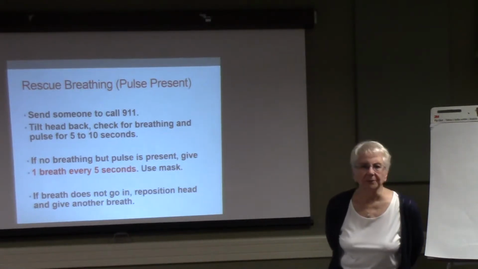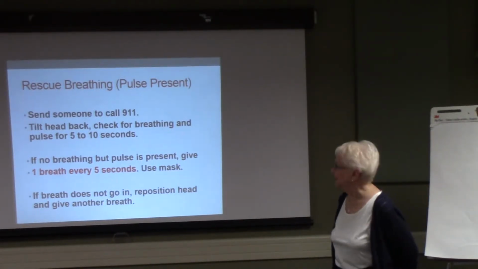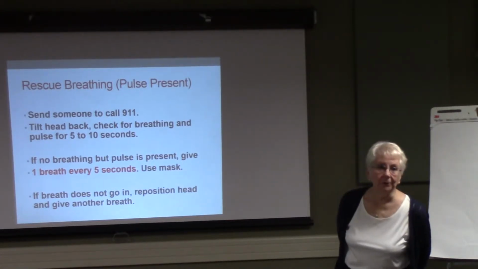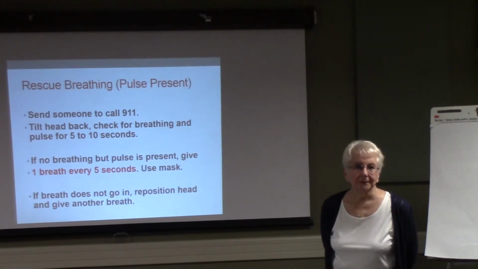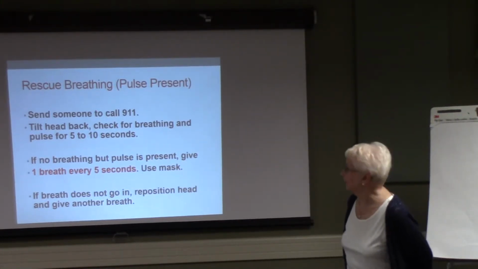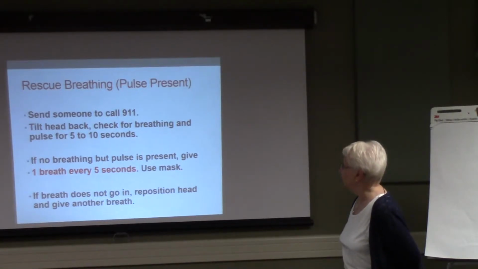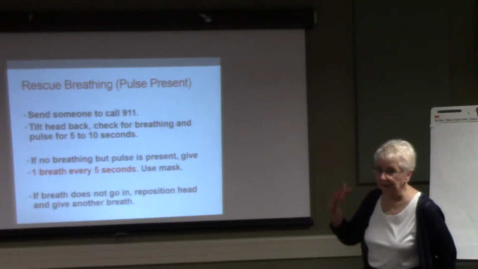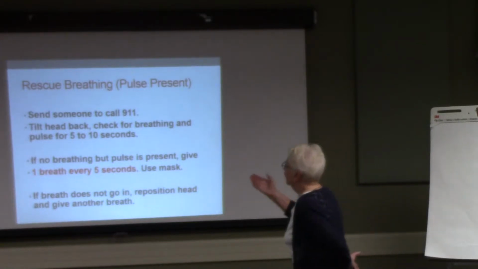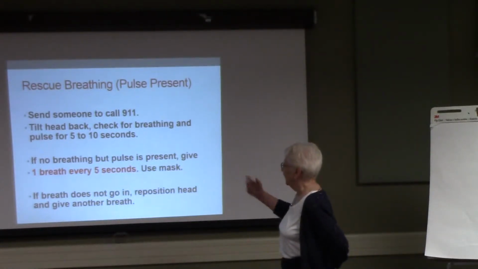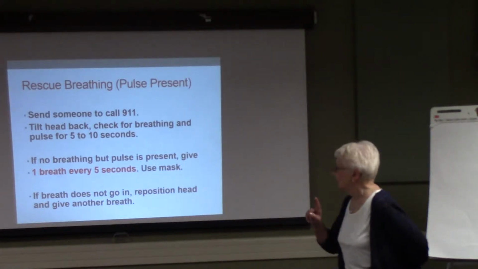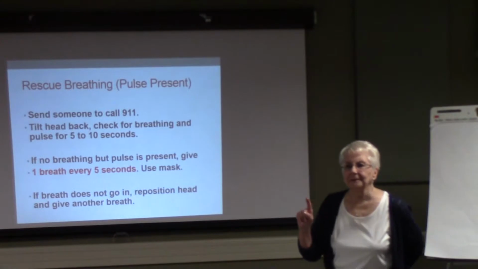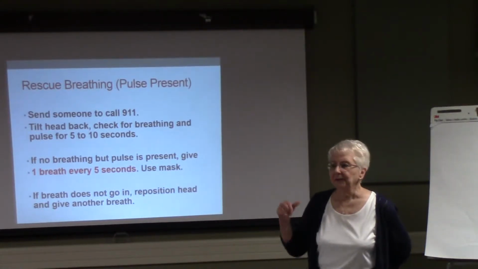Now, if we have a pulse but we don't have any breathing, that can happen. Send someone to call 911. Remember, if we don't get this straightened out, in that 3 to 5 minutes, brain death is going to start occurring, right? Tilt the head back, check for breathing. This is our old CPR stuff. If no breathing but pulse is present, give one breath every 5 seconds. You have to have 8 breaths in a minute to survive. This would be 12.